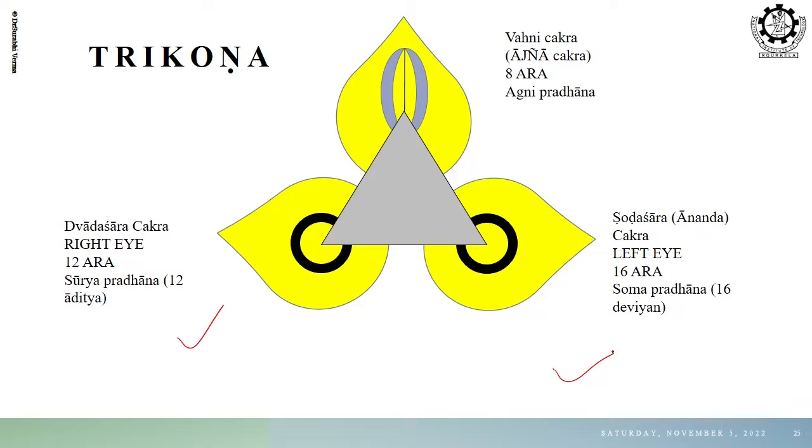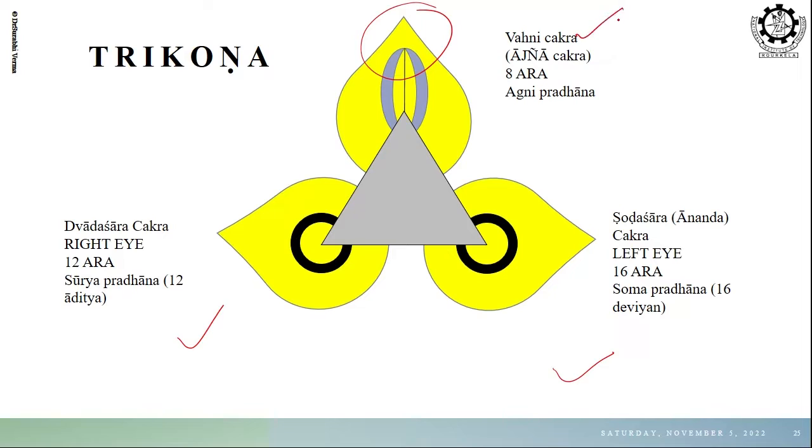The right side is understood as Surya Pradhan. That means Surya Nadi is following it up. In the same way, the left side is Soma Pradhan, that is Soma Nadi. Chandra Nadi is in continuation with that. And in the center, that is Agni or Vagni Chakra, which is our existence, that is the cognizer. So in Kashmir Shaiva Darshan, in Agama Shastra, these are also understood equally with the chakras themselves.